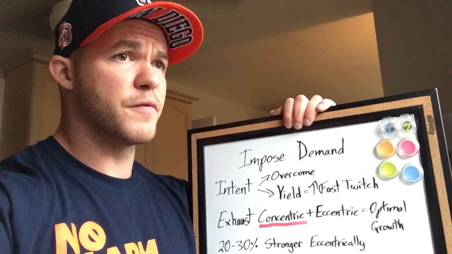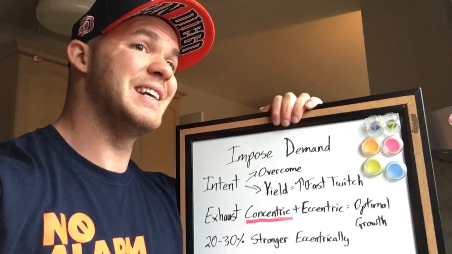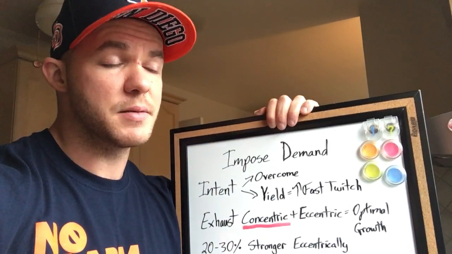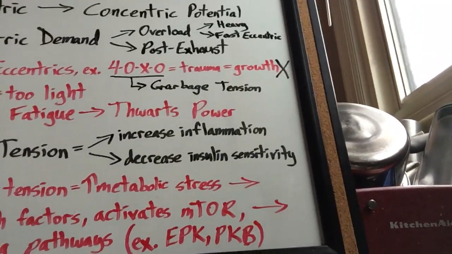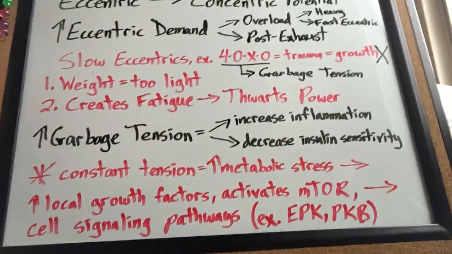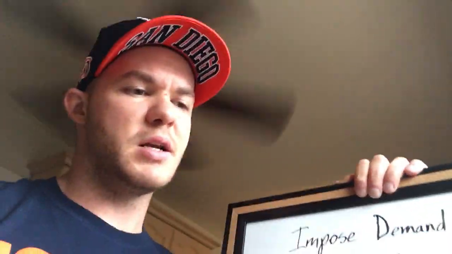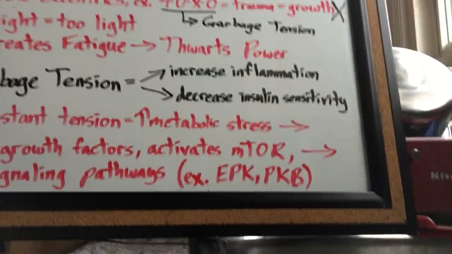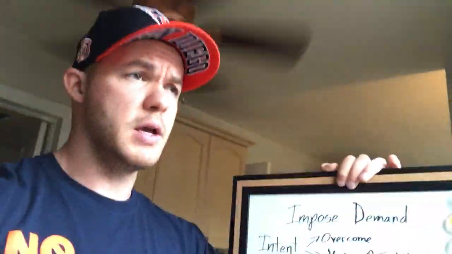However, there are benefits to performing 40x0 type of tempos, and they generally come from the constant tension the muscles are under. There's an occlusion effect. The muscles don't get a chance to relax. Metabolic fatigue, metabolic waste accumulates, and as a result of constant tension, metabolic stress is increased, with an increase in local growth factors like IGF-1, activation of mTOR, the gene that is most closely associated with protein synthesis, and then obviously it'll positively affect cell signaling pathways like the ERK and PKB pathways, which will both promote growth in their own right.